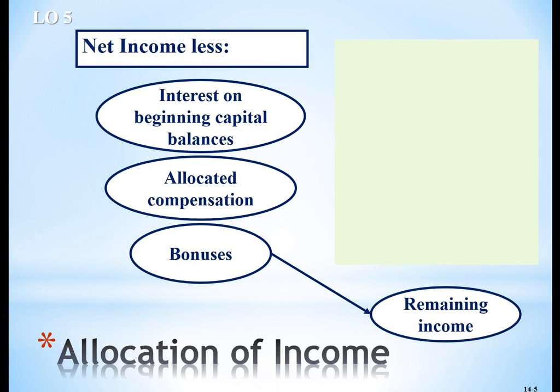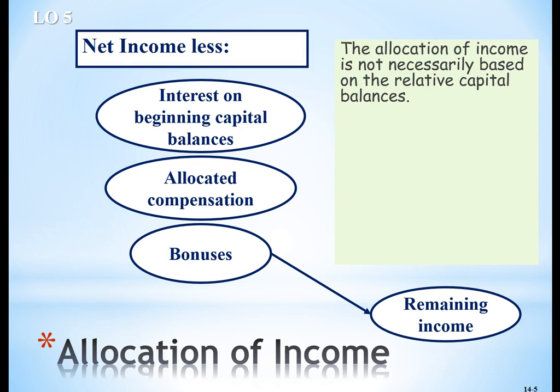So the first thing you always do is you take the net income less interest on the beginning balances, if that's included as part of their compensation, any salary they're paid, or any bonuses, and then you are going to subtract all of this from net income, and the remaining amount is then going to be allocated based on the profit sharing percentages. After you've done this, you're going to take that away from the capital accounts or add it back in, depending on what you end up with, and then you subtract draw last.